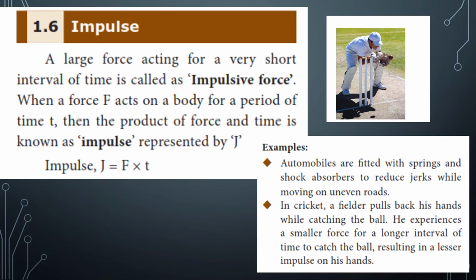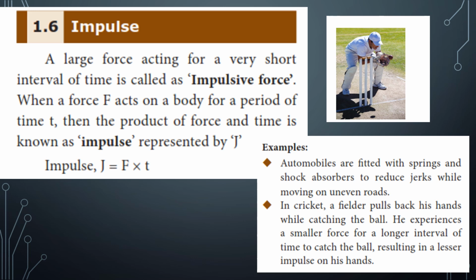Impulse. A large force acting for a very short interval of time is called an impulsive force. When a force F acts on a body for a period of time t, then the product of force and time is known as impulse, represented by tau. Impulse is equal to F into t.